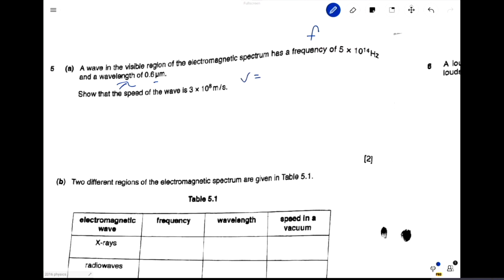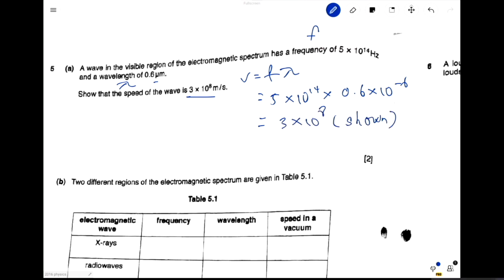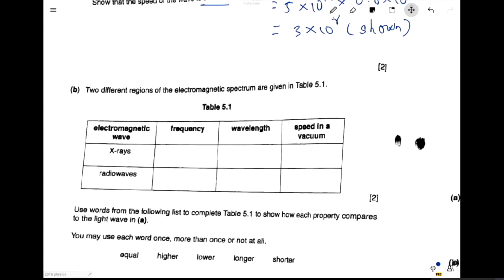V equals what? F lambda. So to find V, you take F, which is 5 times 10 to the power 14, times lambda, which is 0.6 times 10 to the power negative 6. Micro is 10 to the power negative 6. So just key it in the calculator, you get 3 times 10 to the power 8. Right, so the formula is important. Please memorize all of them.